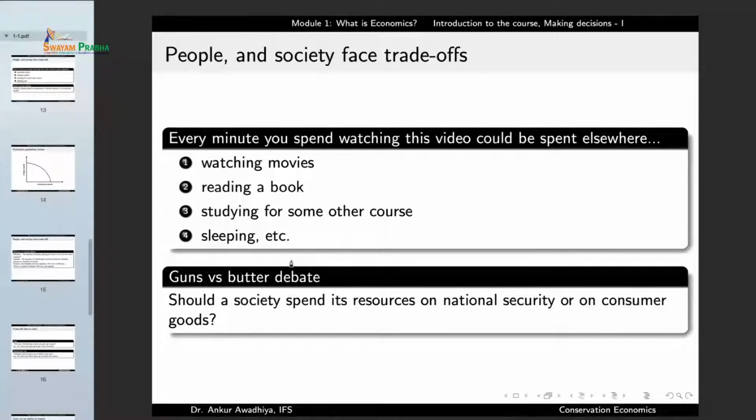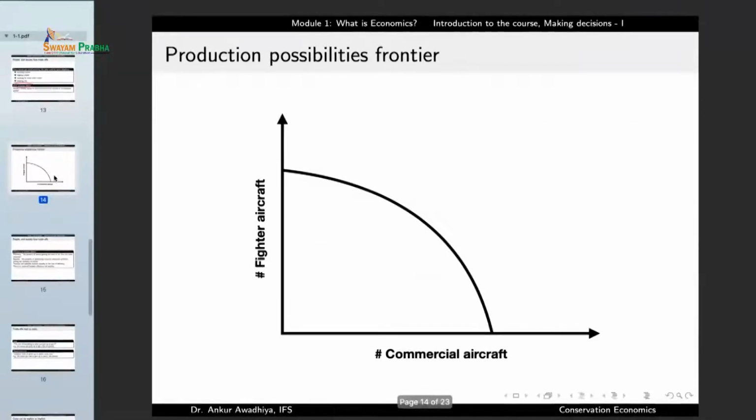We have this classic thing that is known as the guns versus butter debate. Should a society spend its resources on national security, that is guns, or on consumer goods, that is butter? Why? Because if we talk about, say, two things, you have factories that can produce aircraft, and you can use this factory to produce fighter aircraft, or you can use it to produce commercial aircraft. So, fighter aircraft is your guns, and the commercial aircraft is your butter or a commercial good.